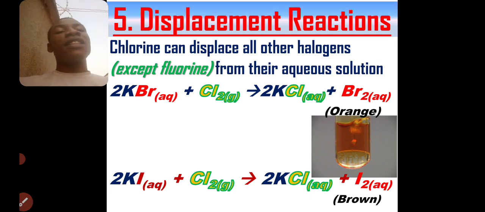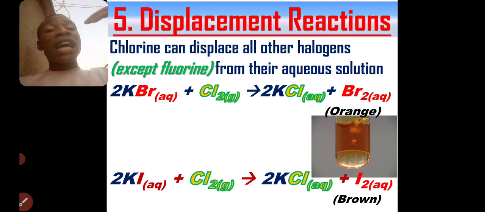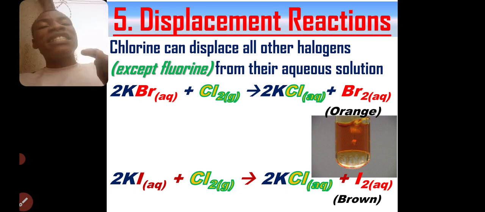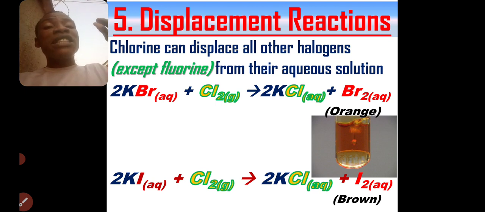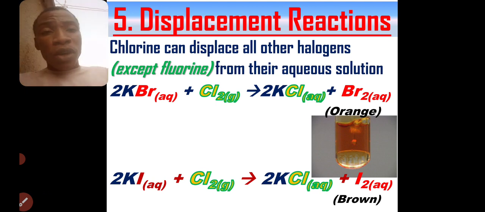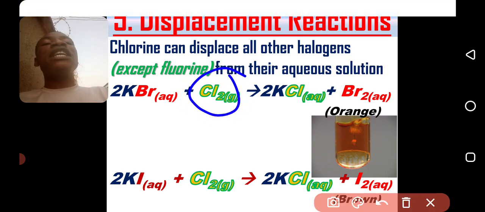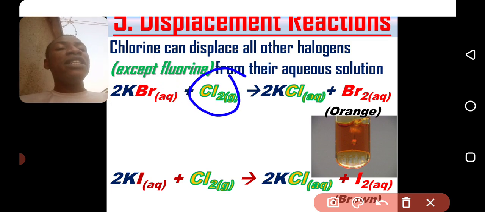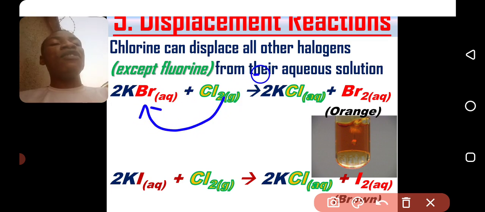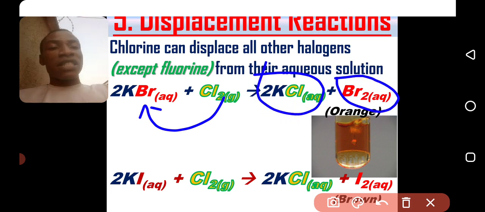Displacement reaction. Because chlorine is higher than bromine and iodine, more reactive rather, in that series, so chlorine can displace bromine from its salts and can also displace iodine from its salts. The only element that chlorine cannot displace is fluorine from its salt in that group, because fluorine is more reactive than chlorine. So if you react chlorine with potassium bromide, chlorine will displace bromine and give you KCl and then produce bromine in the process.